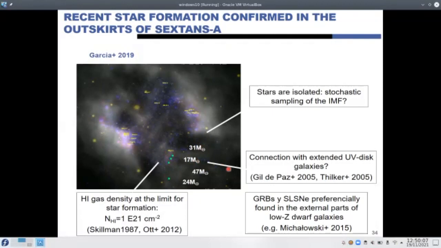And the other interesting thing about these stars is that gamma ray bursts and superluminous supernovae associated with the death of massive stars seem to prefer the outskirts of metal poor dwarf galaxies. So perhaps here we have the progenitors of some very energetic events.